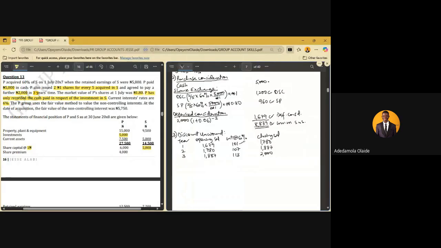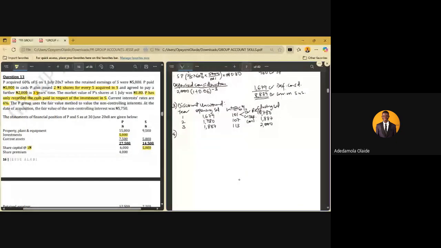This one now, we'll debit it to retained earnings of P, which is the parent. We'll credit it to where? To the deferred consideration. That's what we have to do to all of these. Those are the only thing we need there. So we can go to note 4 now.